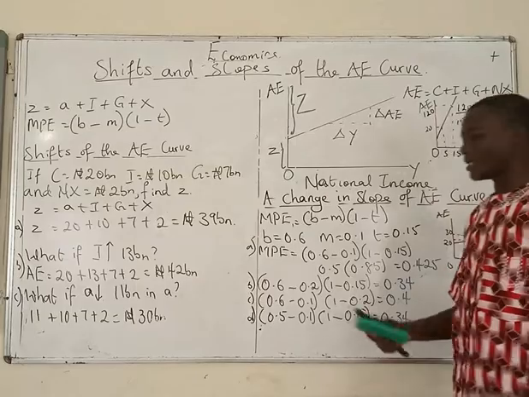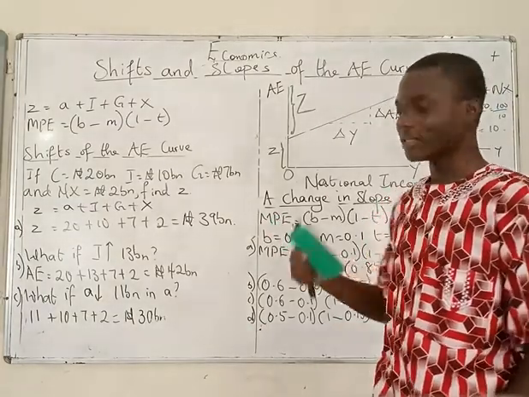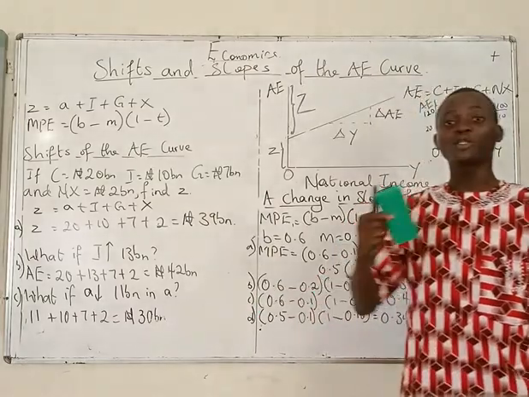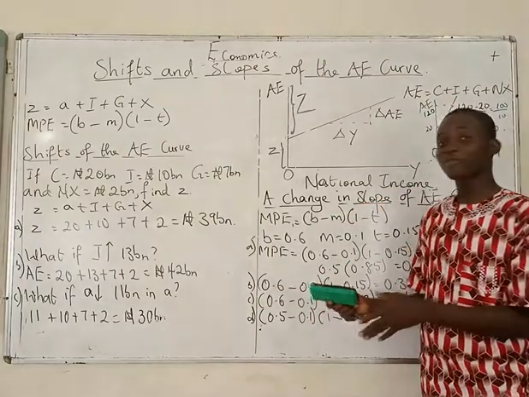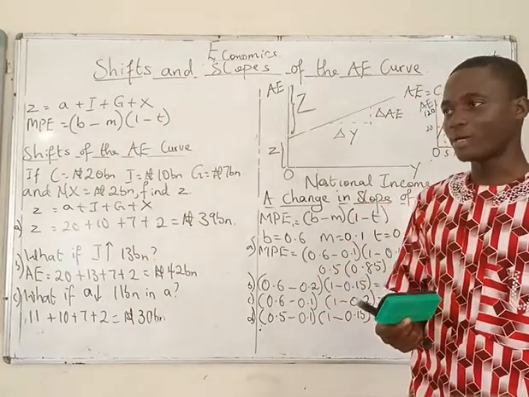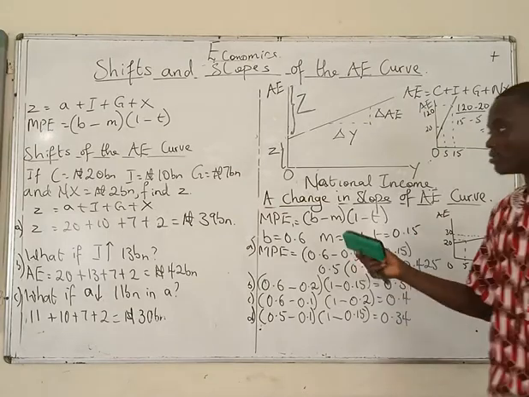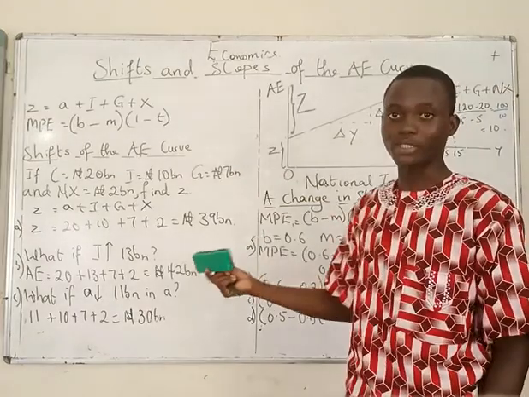We're talking about the aggregate expenditure function. In the previous class, that is the class that is leading to this particular one. So if you've not seen that class and this happens to be your first class, you might not be able to understand properly like you should have understood if you had seen the class that precedes this particular one.